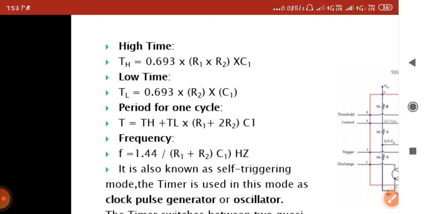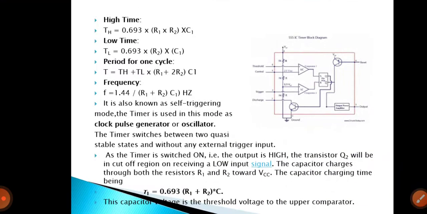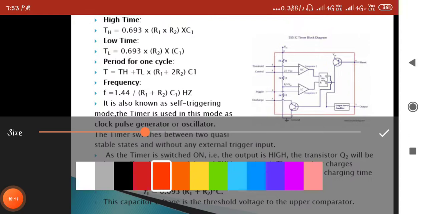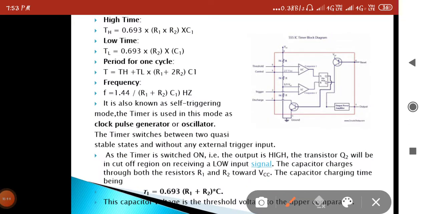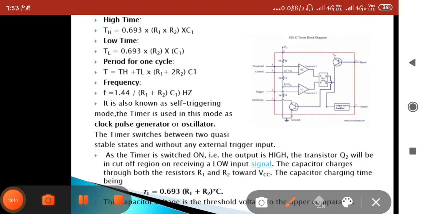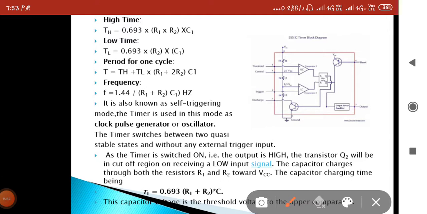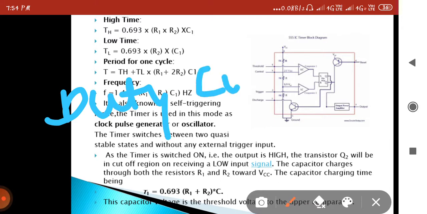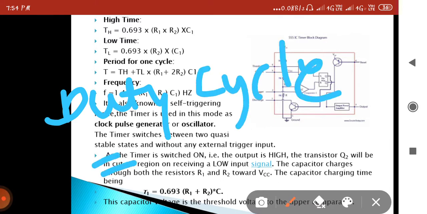This is the equation to calculate the value of the frequency. And one more thing, in the duty cycle we have to calculate. Duty cycle equals TL divided by T.